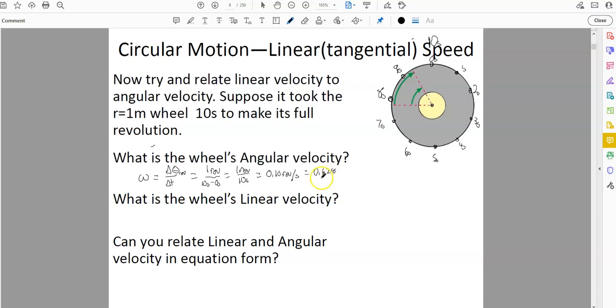So that would work out to be 0.628 radians per second. Or it'd be the number of degrees per second. So the number of revolutions would be 360 degrees over 10 seconds. So this would be 36 degrees per second. Okay? So you could write it a bunch of different ways. Okay?